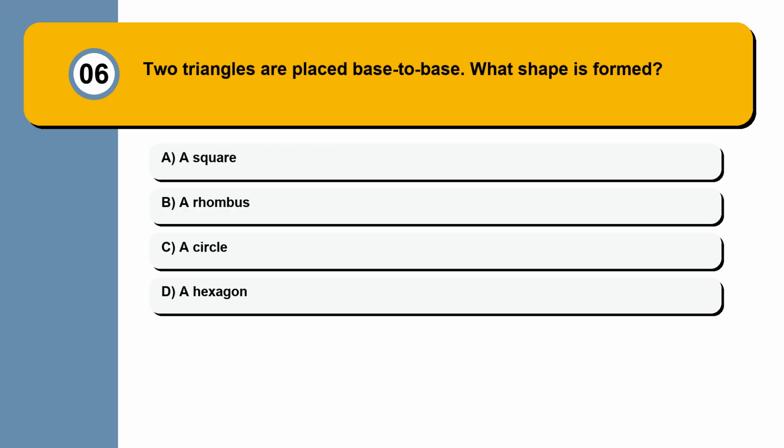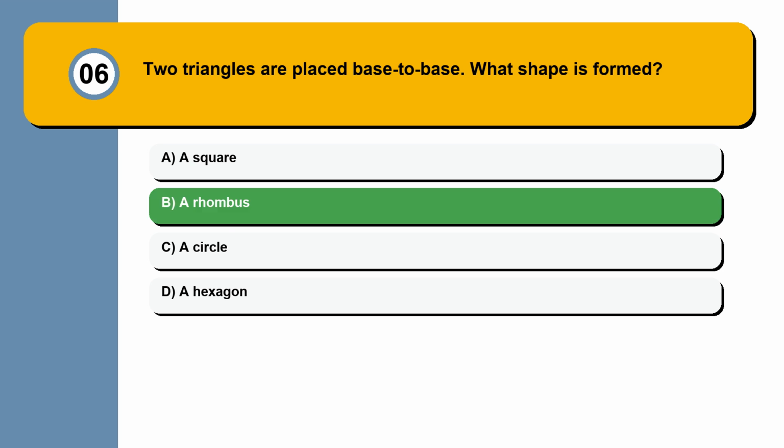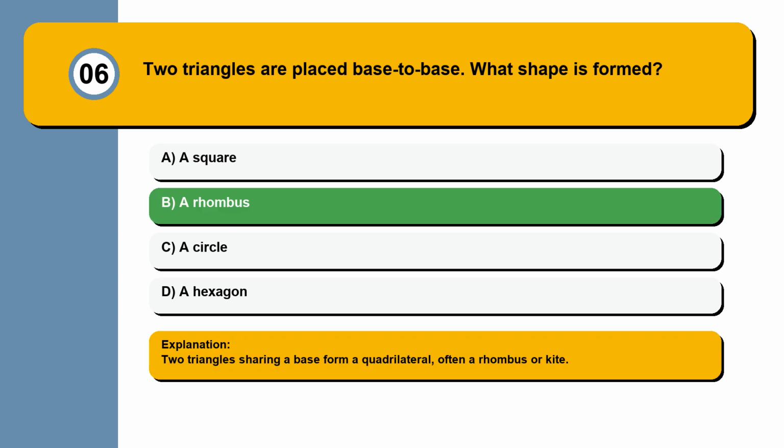Question 6. 2 triangles are placed base to base. What shape is formed? A square, a rhombus, a circle, a hexagon. 2 triangles sharing a base form a quadrilateral, often a rhombus or kite.